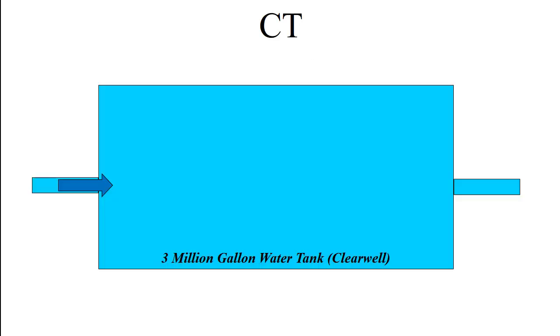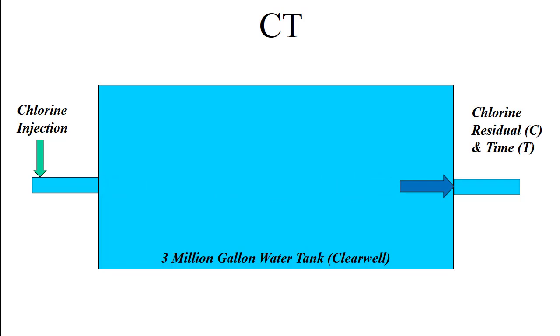Here's a picture of a 3 million gallon tank of water, also called a clear well. The water in the tank is after filtration and before it enters the distribution system. Chlorine is injected into the water as it enters the clear well, and the time to go across the tank has been calculated by the utility.